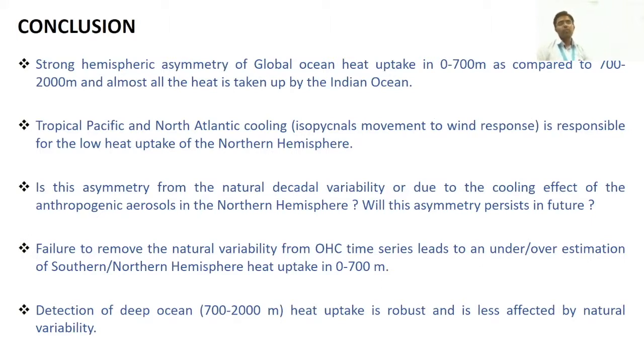So the warming of the Indo-Pacific subtropical gyres and the cooling in the North Atlantic and the tropical Pacific give rise to the hemispheric asymmetry for the upper 700 meter. This hemispheric asymmetry is very strong in the upper 700 meter as compared to 700 to 2000 meter, which suggests there is a strong influence from natural variabilities on the upper ocean heat uptake.